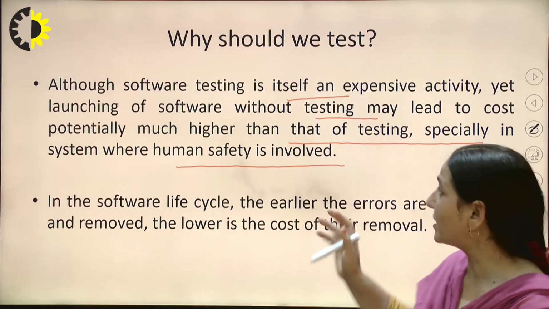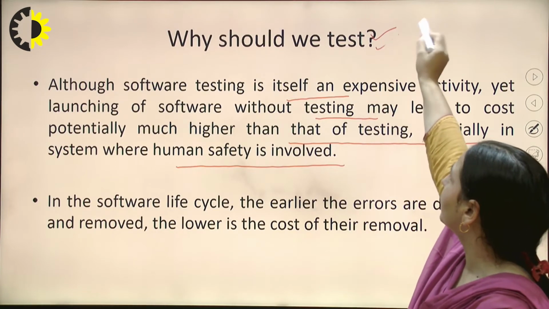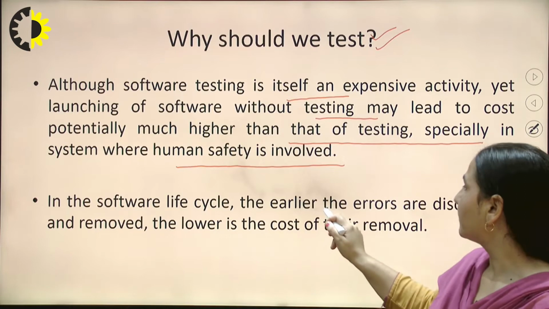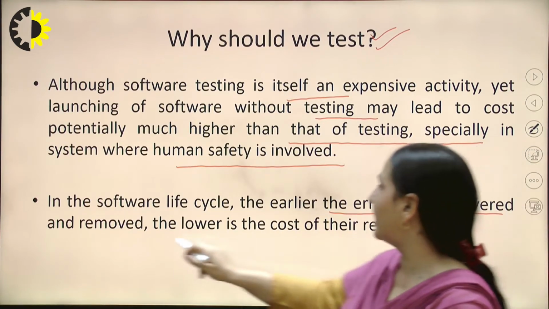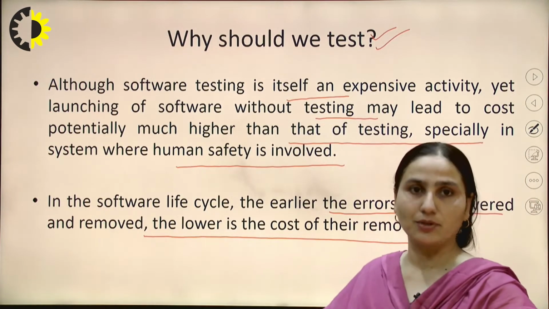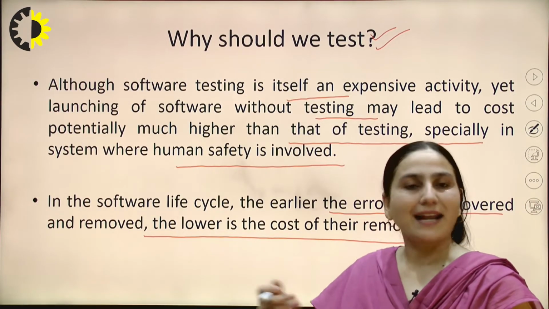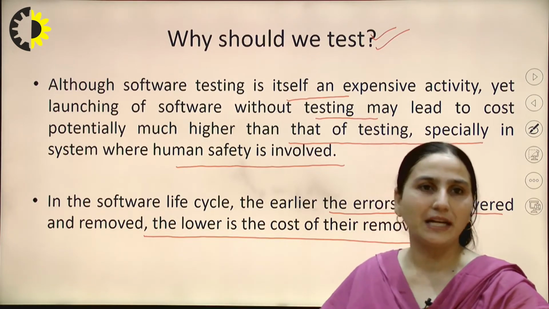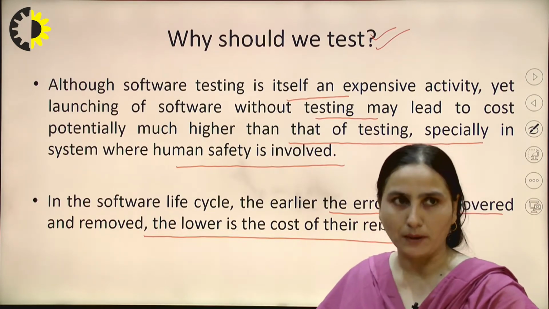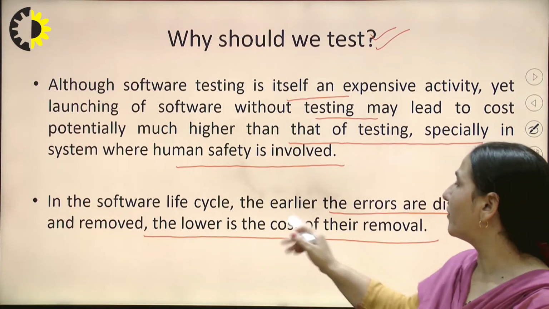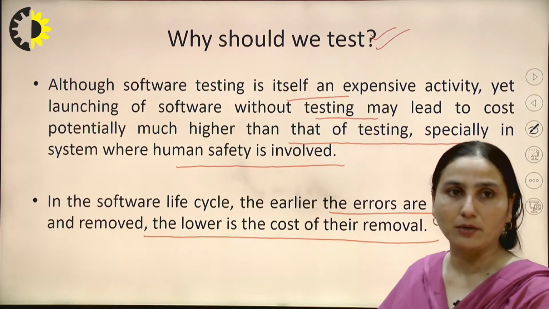That means we have to test the software and then only we are going to deliver it to the concerned person. Now in the software life cycle, the earlier the errors are discovered and removed, the lower is the cost of their removal. So it's very easy to understand. As we have a number of phases in SDLC, the earlier you are able to find any particular type of error in the code, the lower the cost to remove that error.